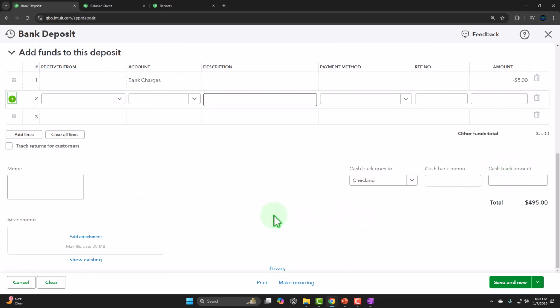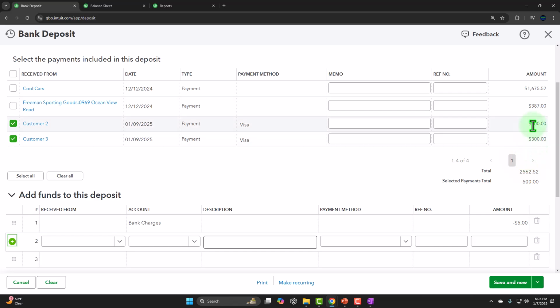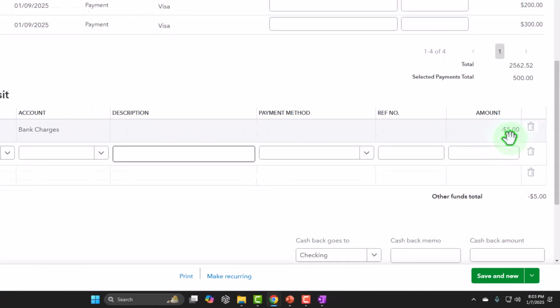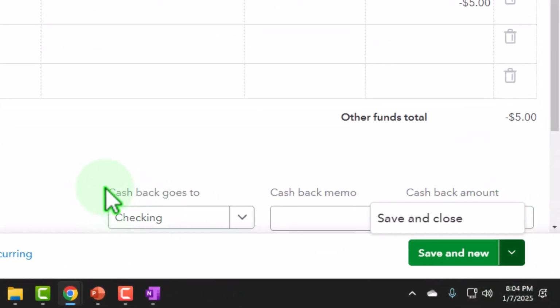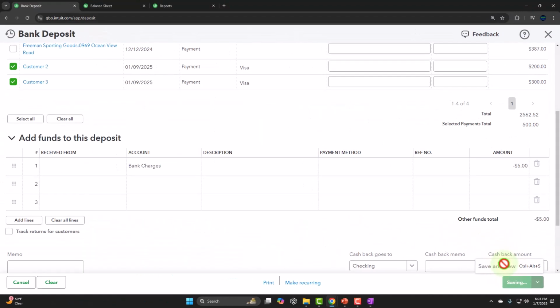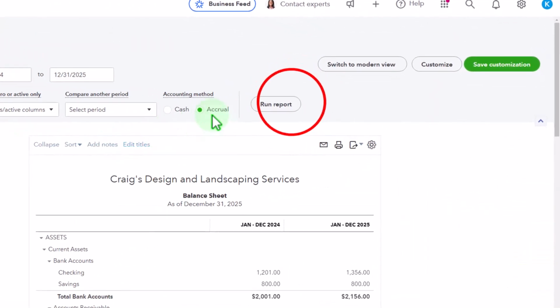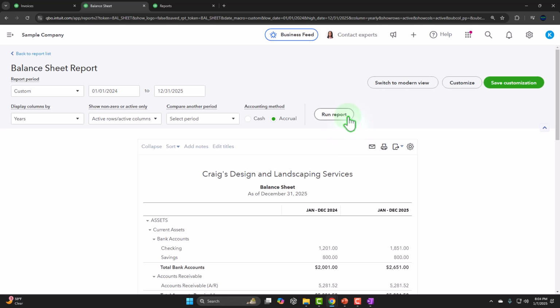What's this going to do? Increase the checking account by the $4.95. It's going to decrease undeposited funds by the 500, and it's going to record a service charge of $5. Let's go ahead and save and close it and see if that is indeed what happens in the balance sheet. We're going to run it to refresh it.